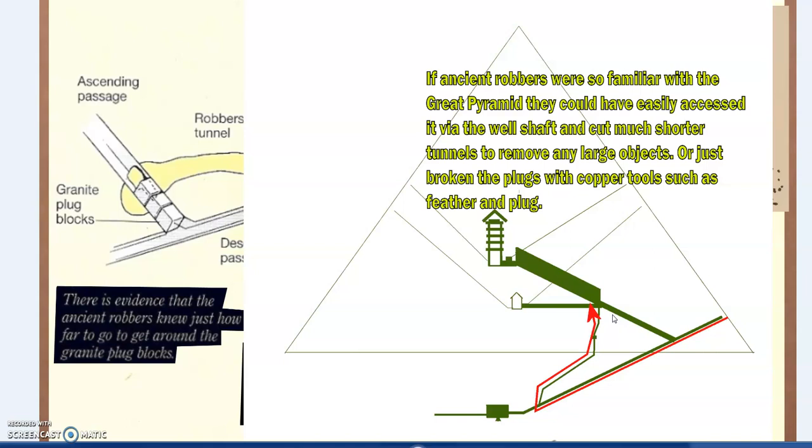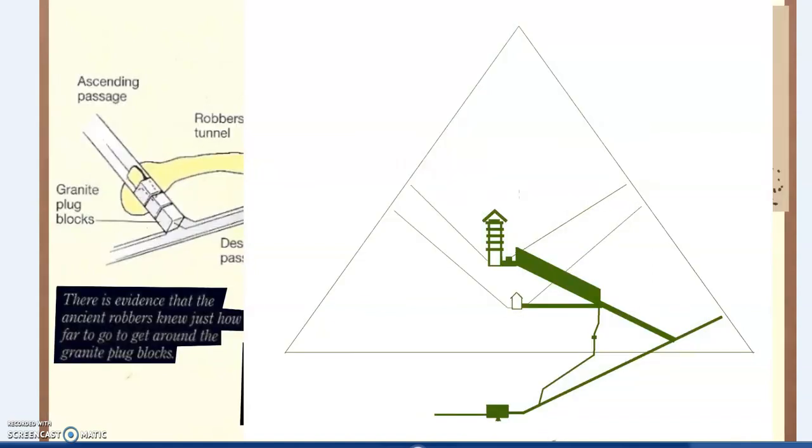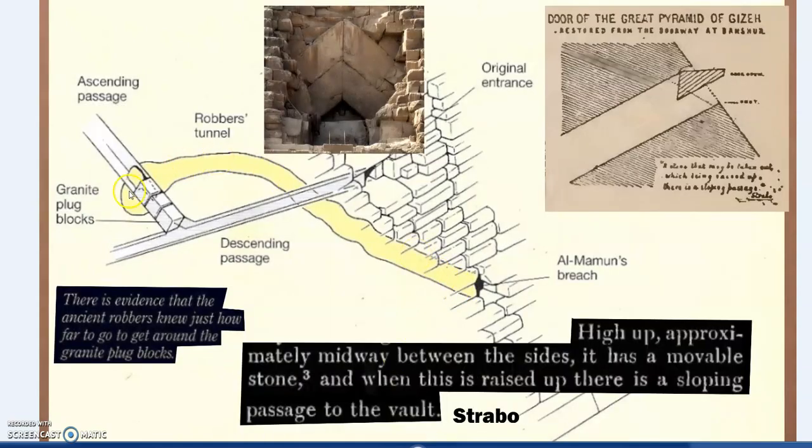If you look up the feather and plug technique, there's no shortage of masons doing this and just splitting stones in a very short time. Literally on video, you can watch them from beginning to end split granite like nothing. And that's just a common technique. I'll put some links in the description in regards to the splitting stone technique. So the granite plugs could have been cut away much more easily than carving a massive tunnel like would have been required by Al Mamoon's breach.